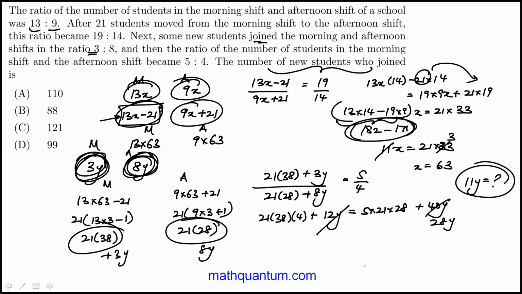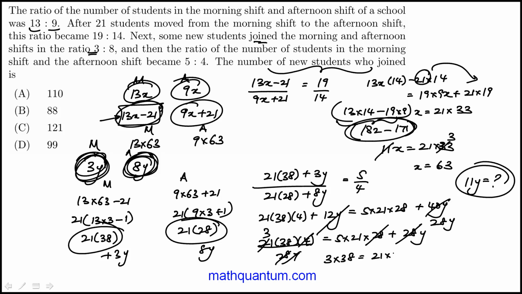28y. Actually, I can divide throughout by 7, and that would maybe reduce the amount of work. Actually, I can divide by 28. And then 28 goes here, 4, 7, 3. So 3 times 38 is 21 times 5. That's equal to y, and I'll just compute that. 3 times 38, 114. 21 times 5 is 105. And that means y is 9, and that means the number of new students is 11 times 9, or 99.